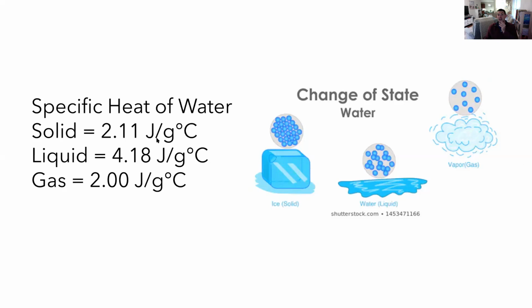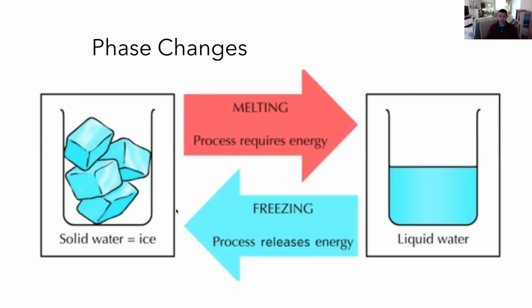Solid water has a specific heat of 2.11 joules per gram degree Celsius. Liquid water, 4.18, and gaseous water or water vapor, 2.00 joules per gram degree Celsius. We would use the appropriate specific heat based on the state of matter. So let's talk about phase changes. Some phase changes.